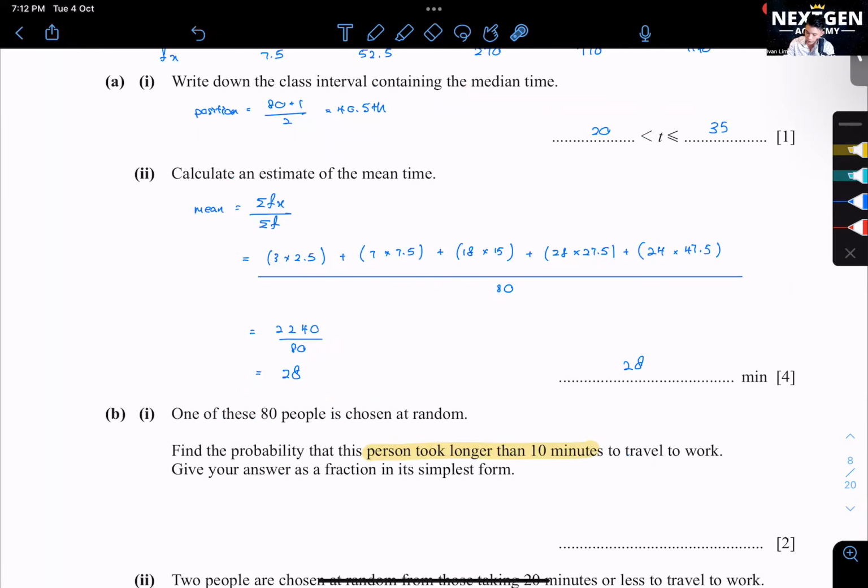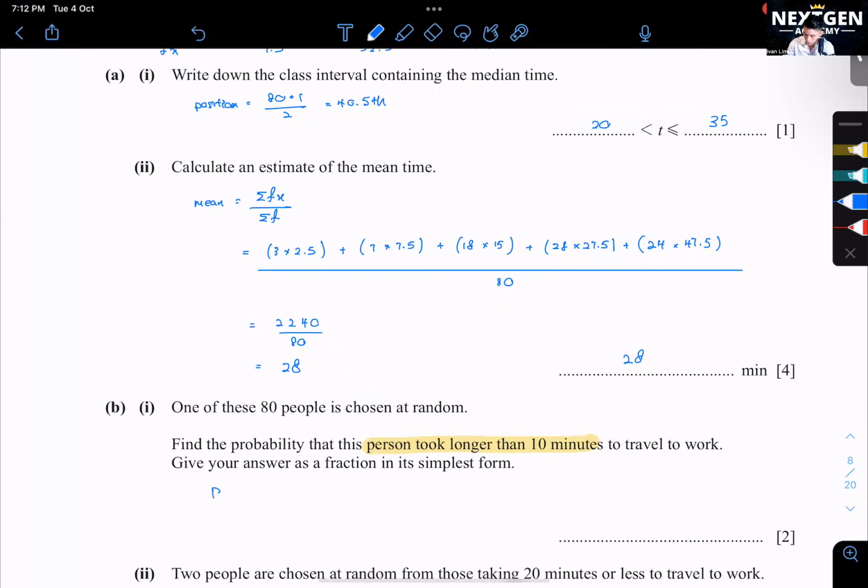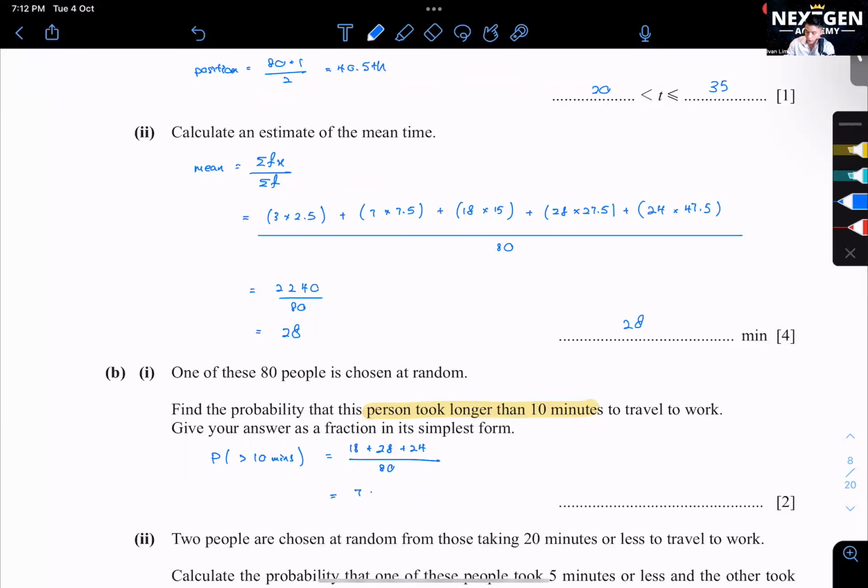So we just add it up together. So probability more than 10 minutes equals 18 plus 28 plus 24 over 80. You get 70 over 80. Then you get 7 over 8.